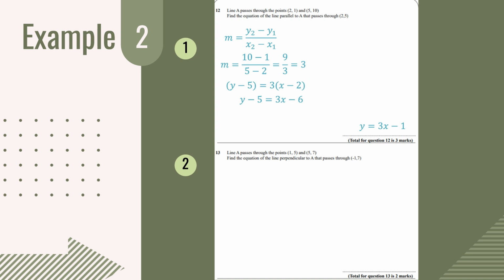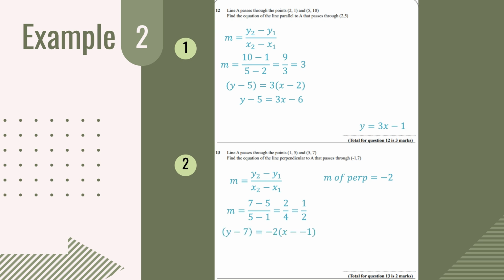Now in our second question, line A passes through the point 1, 5 and 5, 7. Find the equation of the line perpendicular to A that passes through minus 1, 7. So once again we find the gradient. So we do 7 minus 5 over 5 minus 1, which is 2 over 4, which is a half. So the gradient is a half. But it's perpendicular, so the gradient of the perpendicular line is minus 2.